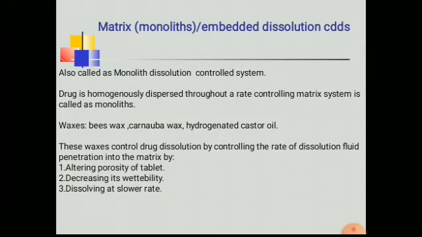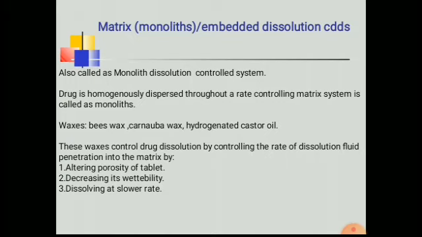What are the waxes we use to prepare this matrix system? Some are beeswax, carnauba wax, and hydrogenated castor oil. For 2 marks they may ask what different waxes we use to prepare monoliths. You can write these: beeswax, carnauba wax and hydrogenated castor oil.